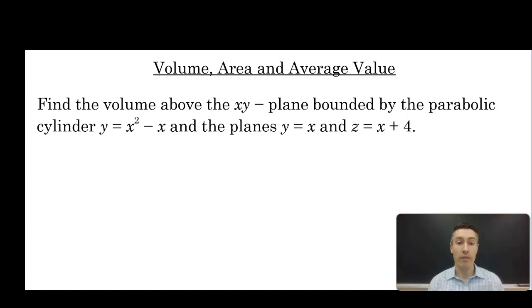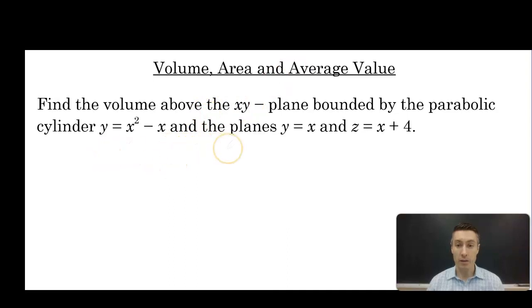Starting off, find the volume above the xy plane bounded by the parabolic cylinder y equals x squared minus x, and the planes y equals x and z equals x plus 4. So in this example, we have three surfaces as well as the xy plane that defines the solid whose volume we're trying to find. Our first task is going to be defining the region of integration. That will also be the area of the base for the volume.